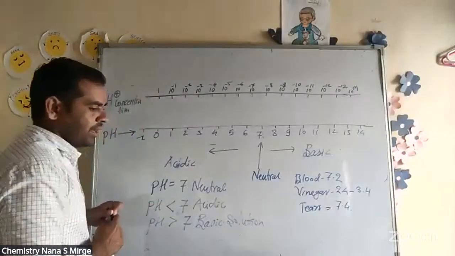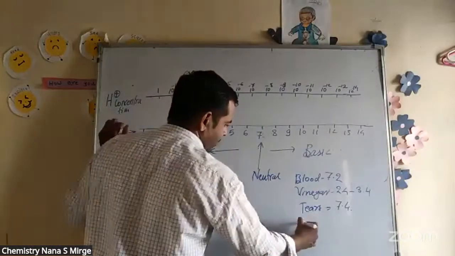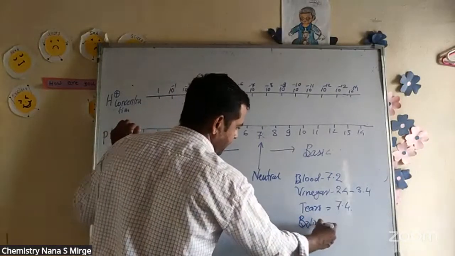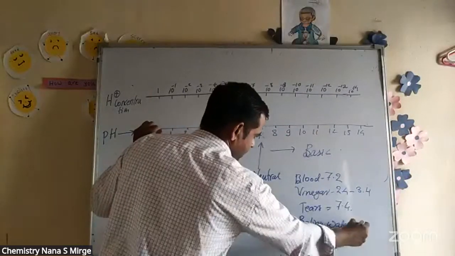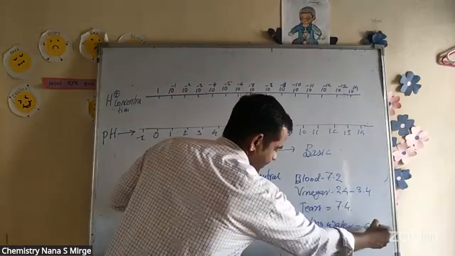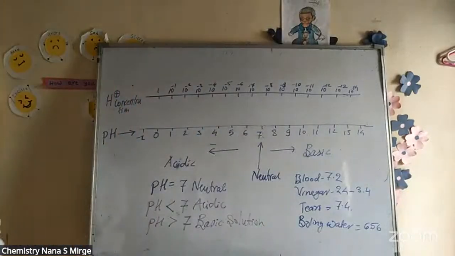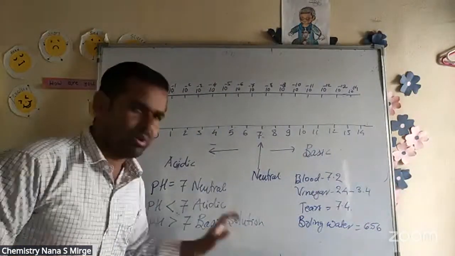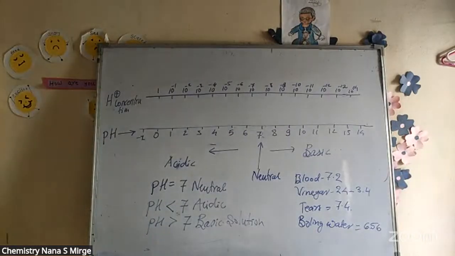Then boiling water, pH of boiling water, which is 6.5. 6.56, literature value like 6.56. So a question may be asked, using some general things like boiling water, tears, vinegar, blood.